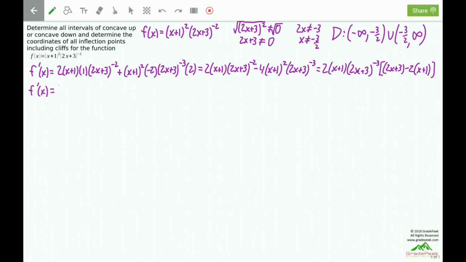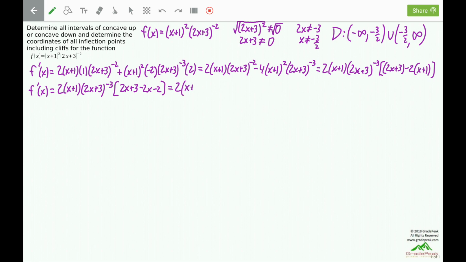So f prime of x equals, we have a 2, we have an x plus 1, we have a 2x plus 3 to the negative 3, and in square brackets we have a 2x plus 3. It just has a 1 outside of it that's implied to be there, so we can remove the parentheses, times it by 1, which will remain itself. And then we have a negative 2 that can distribute in to the x plus 1, giving negative 2x minus 2.